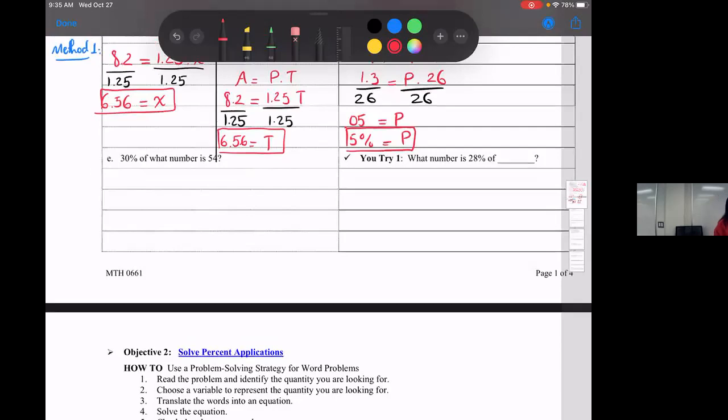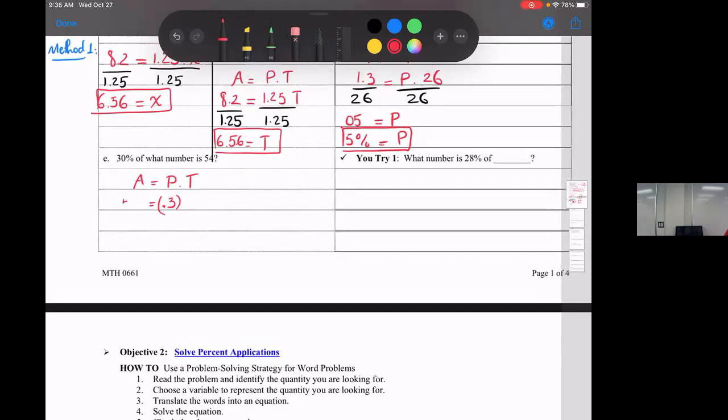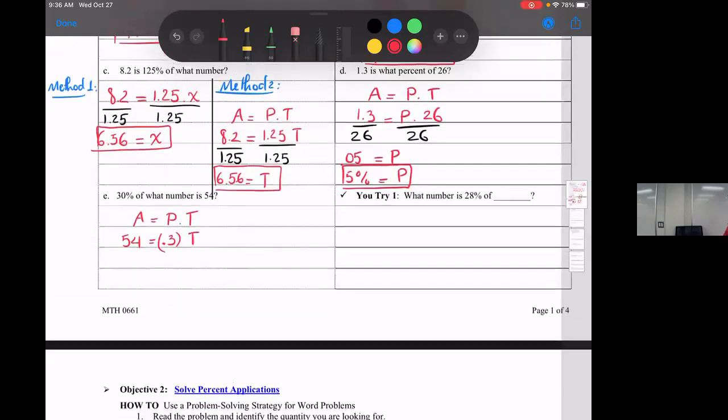All right, last one, and then you try. 30% of what number is 54? A equals P times T. 30% is definitely P, so 0.3. 54 is A, right? If you doubt yourself, then don't use this. Use method one that I showed you. Method one will be 30%, which is 0.3, "of" means multiply.